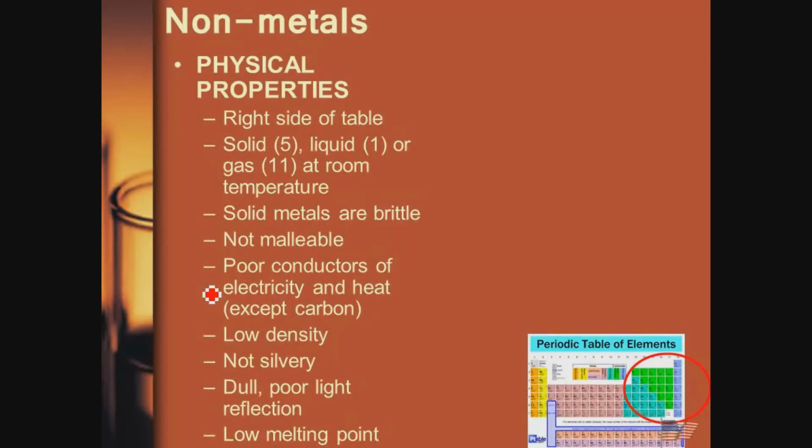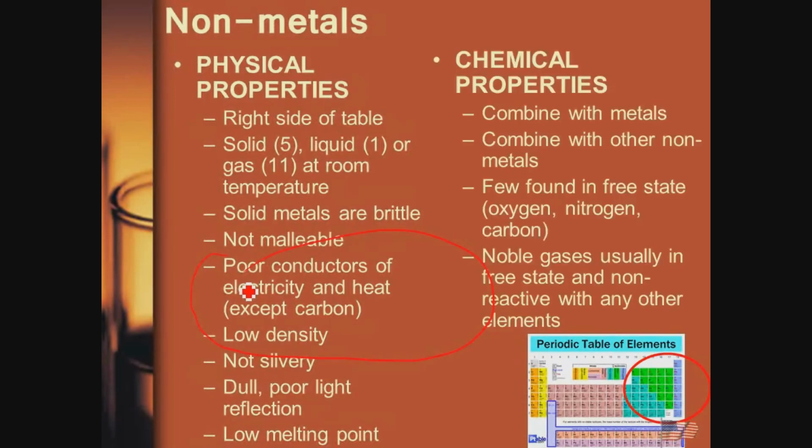Nonmetals on the right side of the table, the guys in the green there and the blue noble gases, what you need to know with these guys is that they're poor conductors of electricity, with the exception of carbon. And as I said, they combine with metals. They'll also combine with themselves, other nonmetals. There's some of them that are found free in nature. Oxygen, nitrogen, and carbon are the most specific ones. And we said the noble gases don't play with anybody.